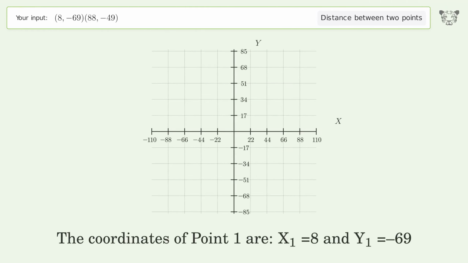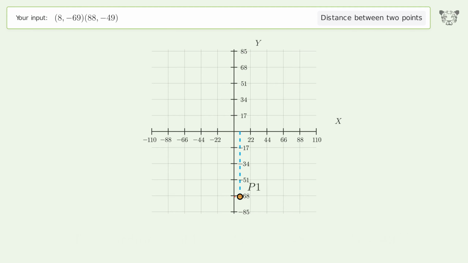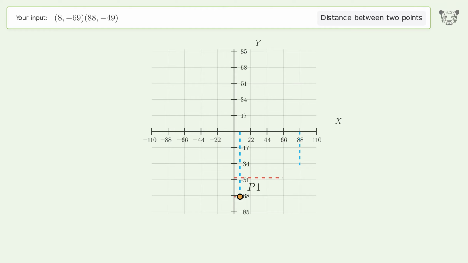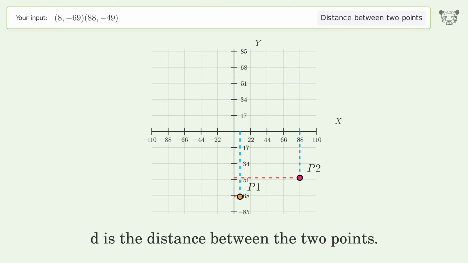The coordinates of point 1 are x1 equals 8 and y1 equals negative 69. The coordinates of point 2 are x2 equals 88 and y2 equals negative 49. D is the distance between the 2 points.